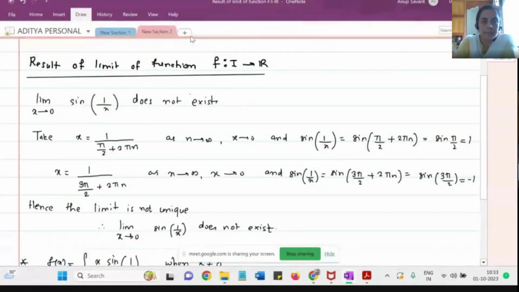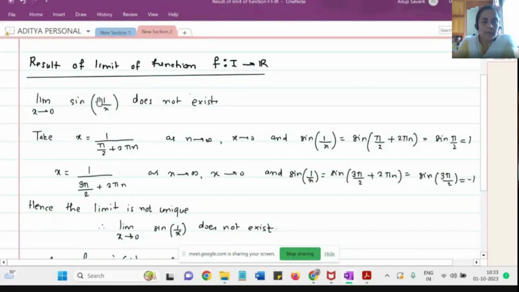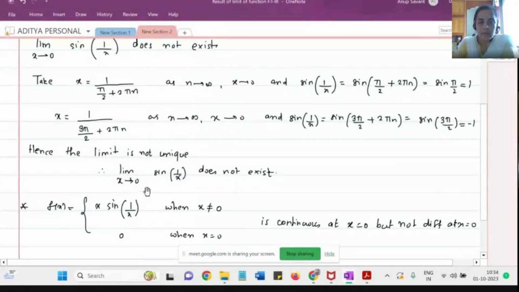The first result talks about the limiting value of sin(1/x), which does not exist, because if I take x equal to 1 upon (pi/2 + 2 pi n), as n goes to infinity, x goes to 0, and the value of sin(1/x) for x of this type turns out to be 1. Whereas if I take x equal to 1 upon (3 pi/2 + 2 pi n), as n goes to infinity, x goes to 0, and the value of sin(1/x) for these kind of x turns out to be -1. The limit is not unique, and hence I can conclude that the limit as x goes to 0 of sin(1/x) does not exist.